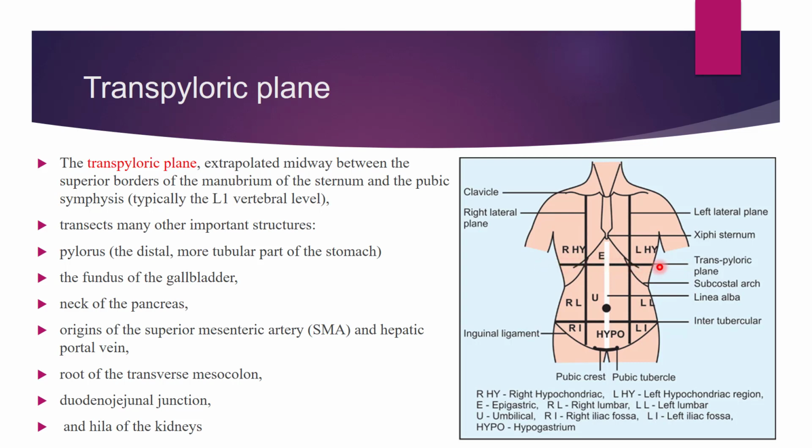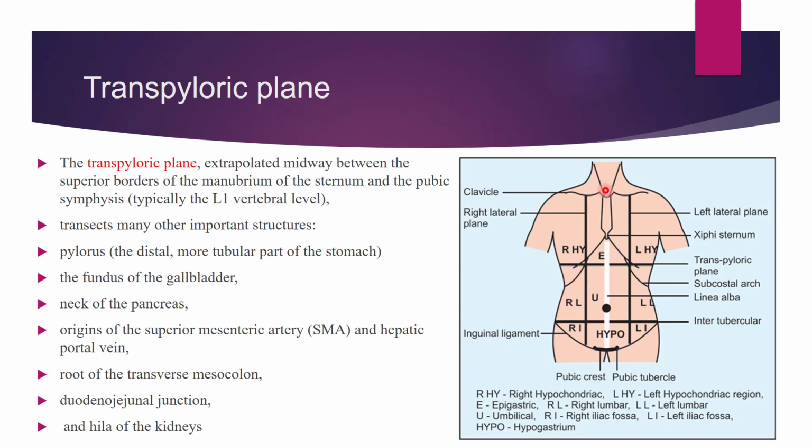See here, this is the transpyloric plane. This transpyloric plane is midway between the superior border of the manubrium sterni, see here, and below we will take 1 point at the pubic symphysis. Number 1, we will take 2 points. This is the upper part of the manubrium sterni, and this is the pubic symphysis.